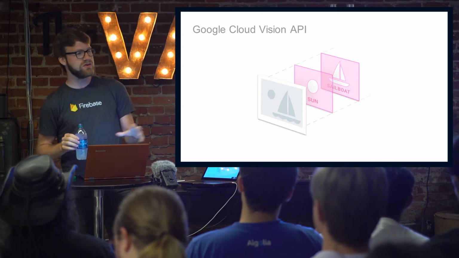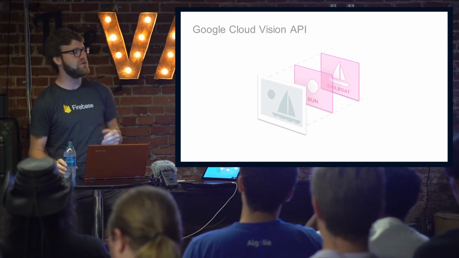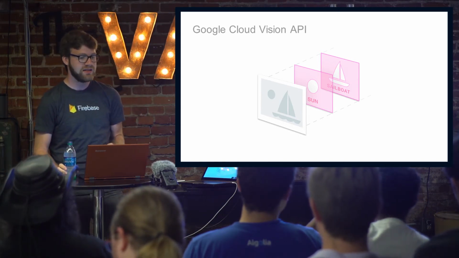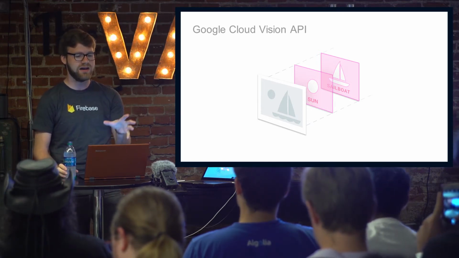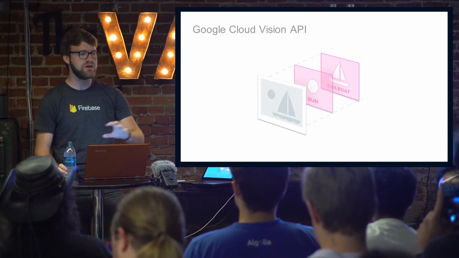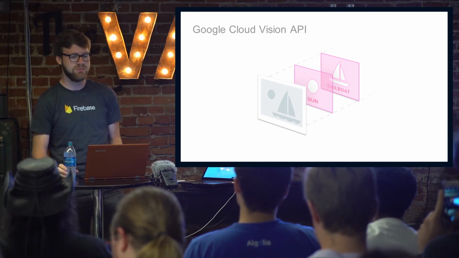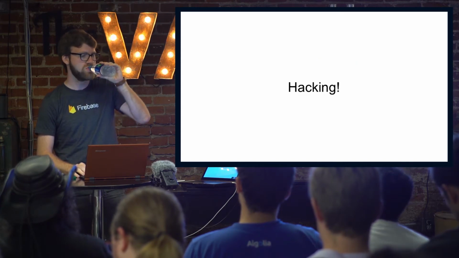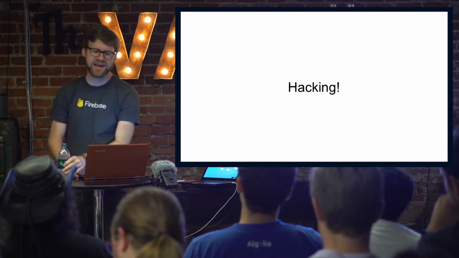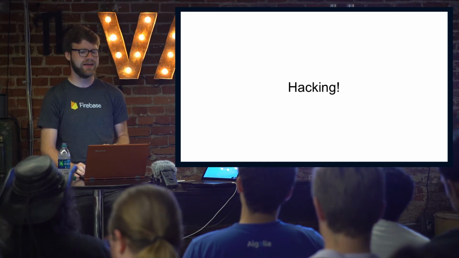So this is part of Google Cloud, and this is going to be the only part of Google Cloud we'll really be using today. Like I said, Google Cloud is really focused on machine learning and all these really powerful AI type APIs. So we're just going to use a little bit of this sprinkled on top of Firebase, mixed with Algolia, to build up a photo search. So with that, let us get to hacking.